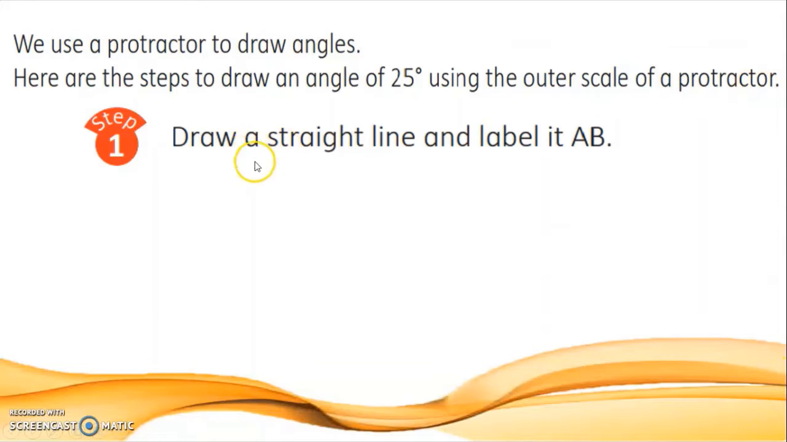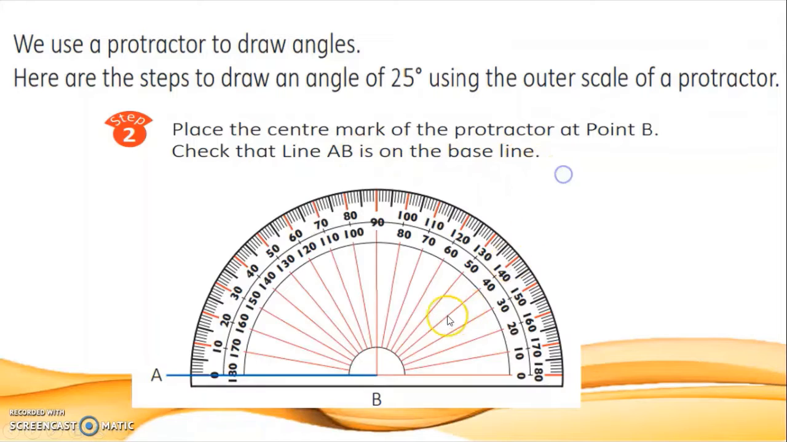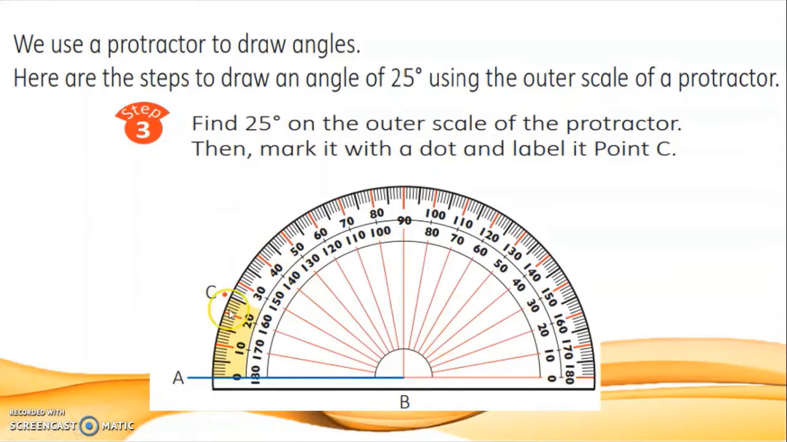Step 1, draw a straight line and label it AB. Step 2, place the center mark of the protractor at point B. Check that line AB is on the baseline. So AB was on the baseline. Step 3, find 25 degrees on the outer scale of the protractor. Then mark it with a dot and label it point C. This is 25 degrees.